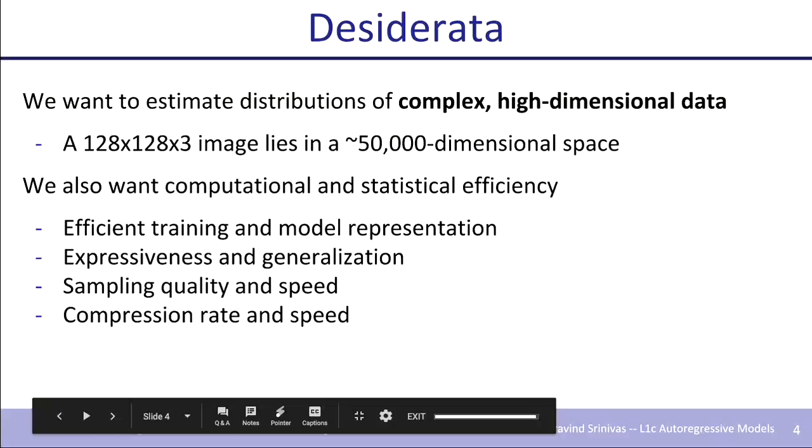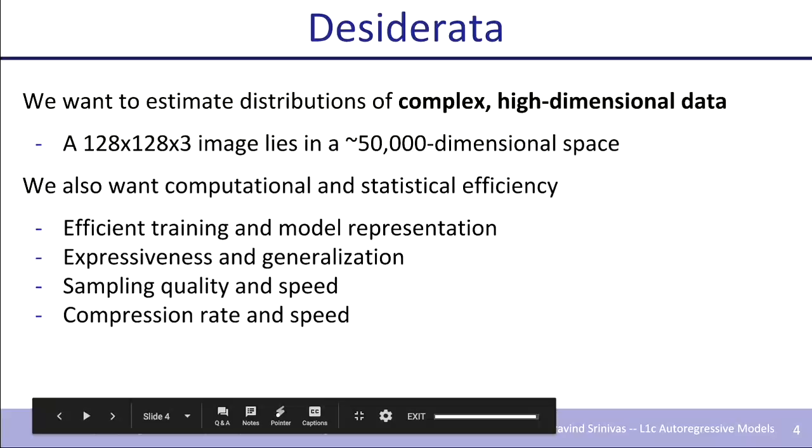We want the model to be expressive. In other words, it should be able to fit the data distributions we care about. Yet we want it to be able to generalize. So it shouldn't take as many data points as there are possible data points in order for you to get probability estimates at new data points. These are computational and statistical requirements that we want.